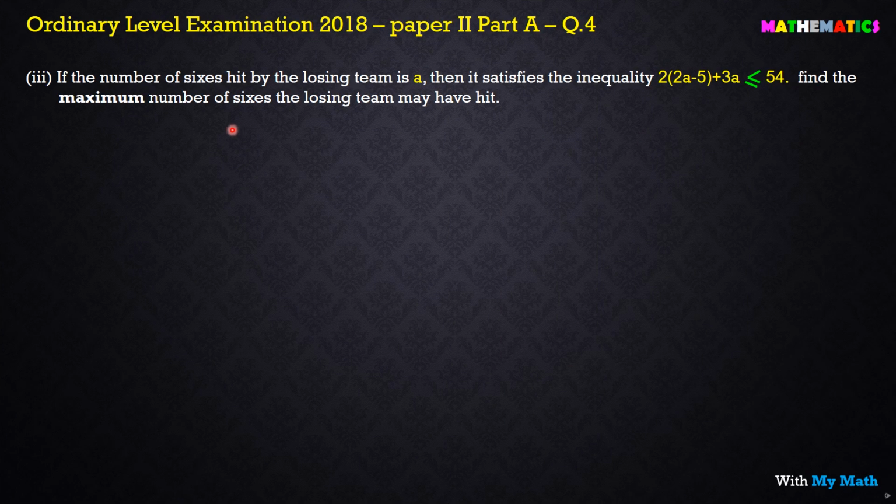So this is question number 3. If the number of sixes hit by the losing team is a, then it satisfies the inequality 2 into (2a minus 5) plus 3a is equal to or less than 54. So find the maximum number of sixes the losing team may have hit. So I will write this inequality here.